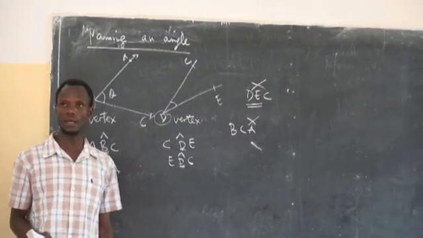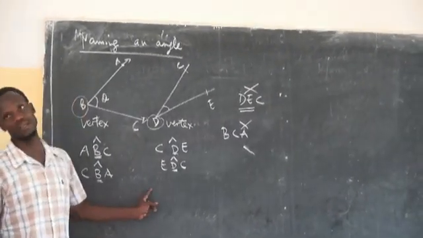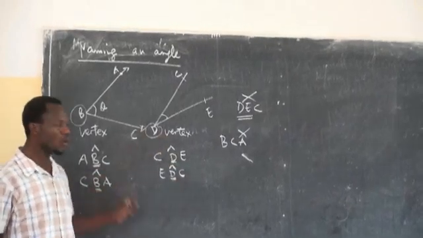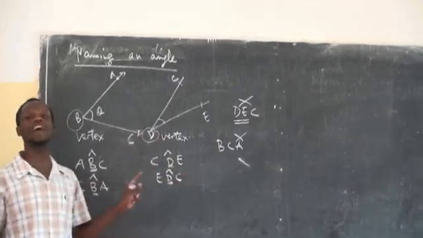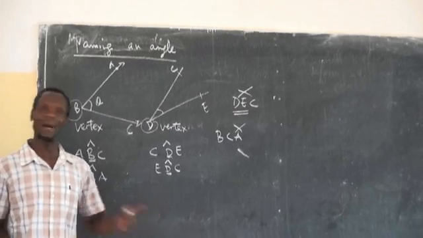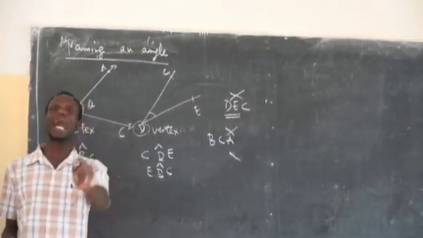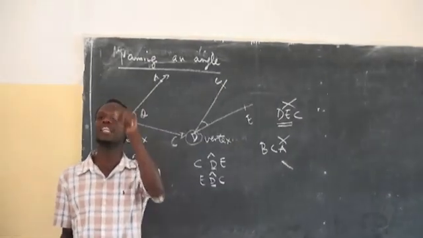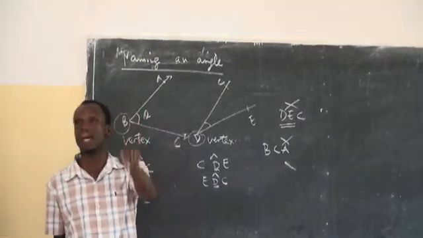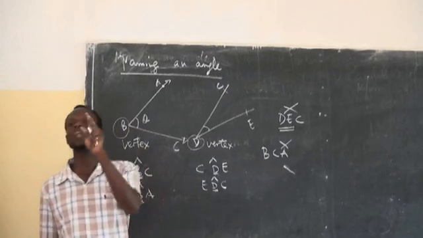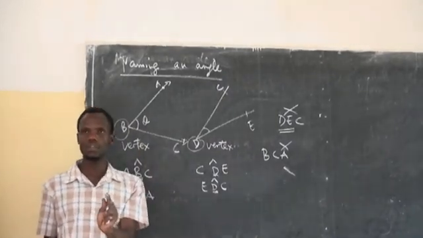Have I made myself clear? Yes. So that's the way we name it. Naming an angle is not an issue. It is very simple for you to name it. But what matters is that the letter at the vertex must be written at the middle of those 2 letters, or between the 2 letters. You got it?